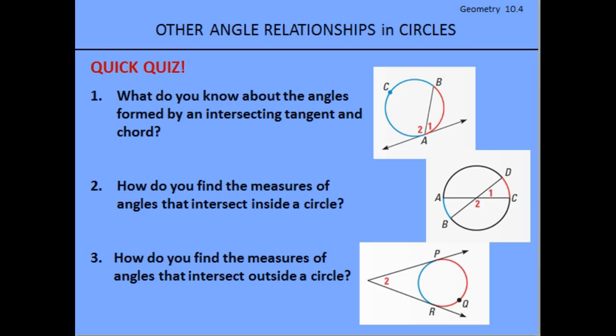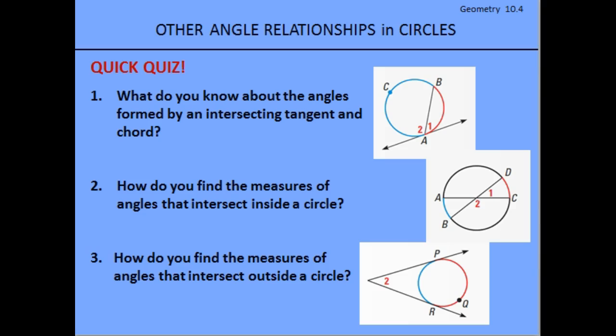All right, that is the last one. We are ready for the quick quiz. What do you know about the angles formed by an intersecting tangent and chord? When you see this, what do you know? We know that they are half the measure of their intercepting arc. We also know that these angles are supplementary, and we know that the arcs together will have to equal 360.